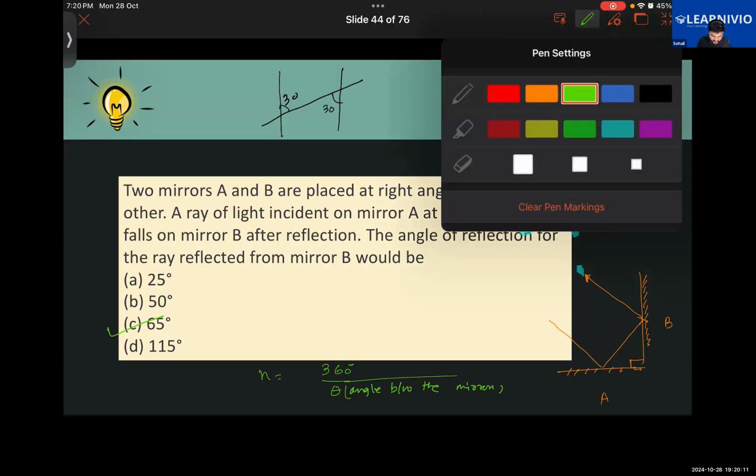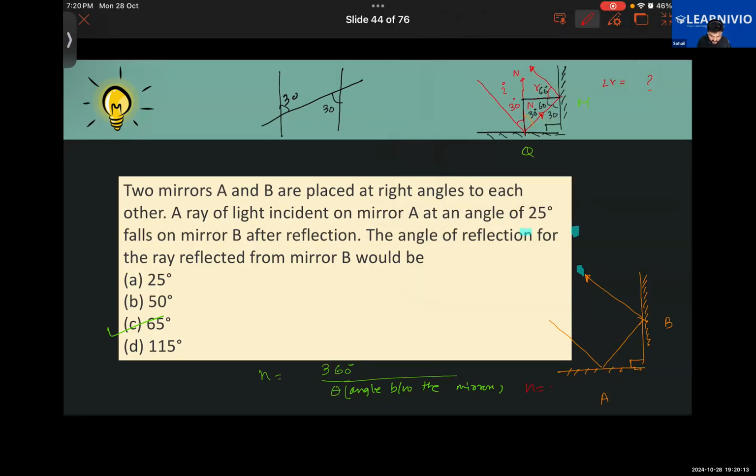Chakrika, you tell me, if the value of n came out to be odd, what do we do? If it is an odd integer, sir, it's going to be the same as the number of images. Exactly. Well done.